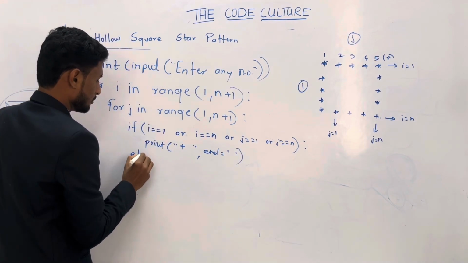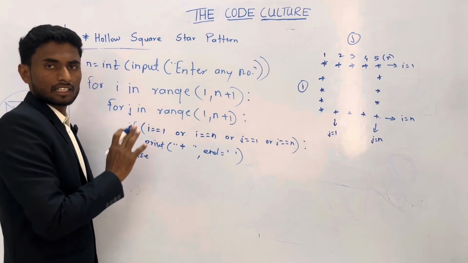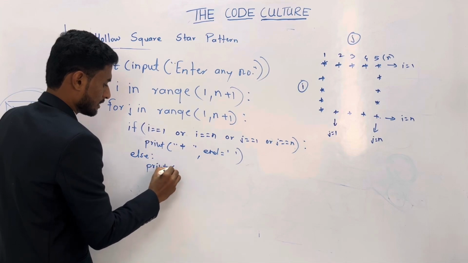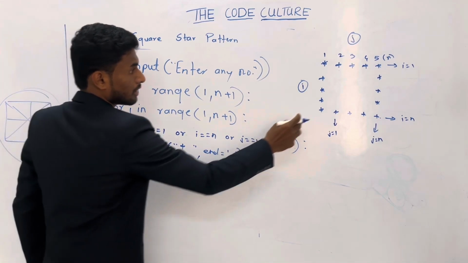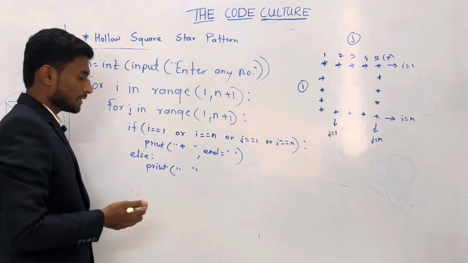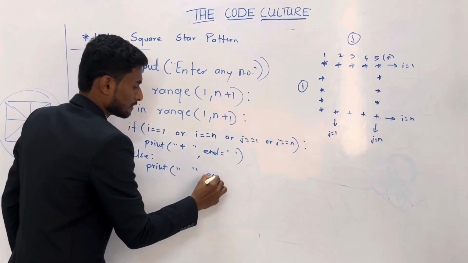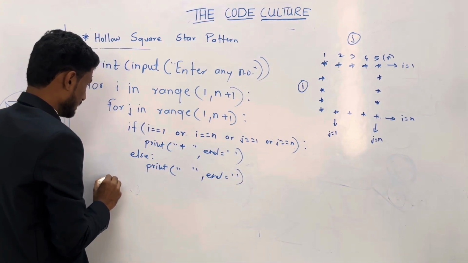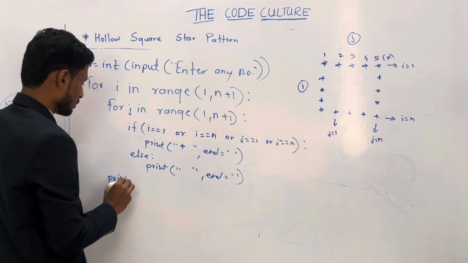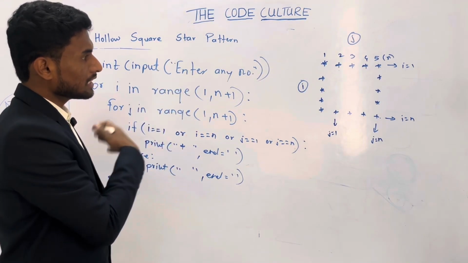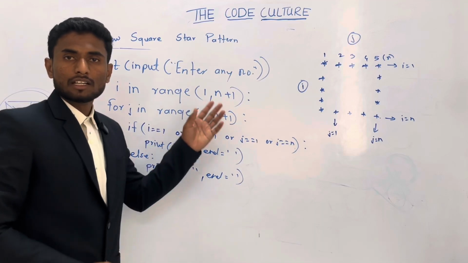Next, this is about if, we are printing star in the if. What about else? I am printing space, because in all the remaining conditions we have to print space. So just print space and end function string, empty string. Next, take another print just for new line as similar to the previous one. Okay, so by using this we can print hollow square.